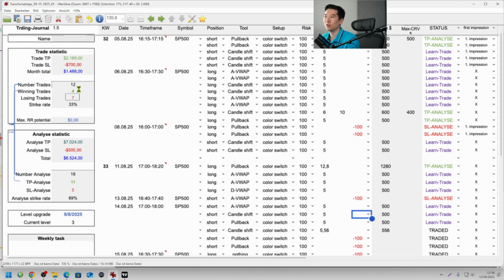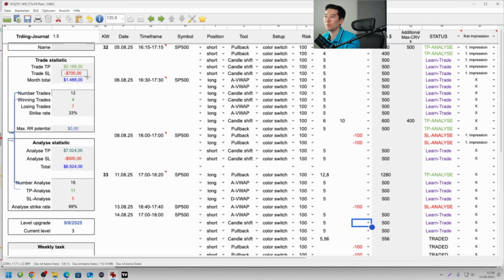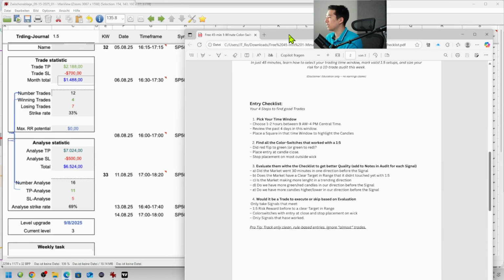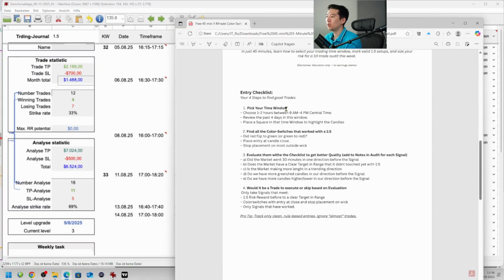That means 7 losing trades. Traded like 7 times, so that means minus $700. But the 4 winning trades equal $2,188. So in total it was $1,488 for this month. And for this, we also use a filter. That means an entry checklist. That means your 4 steps to find good trades.